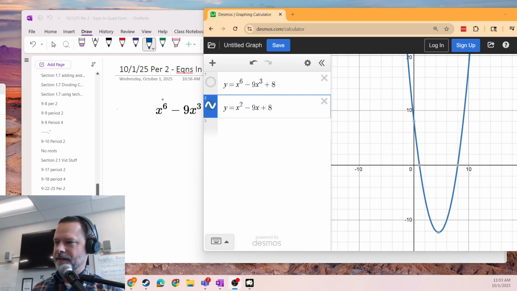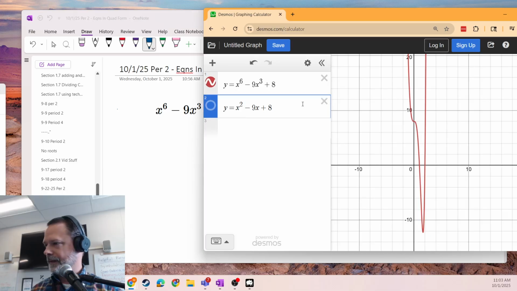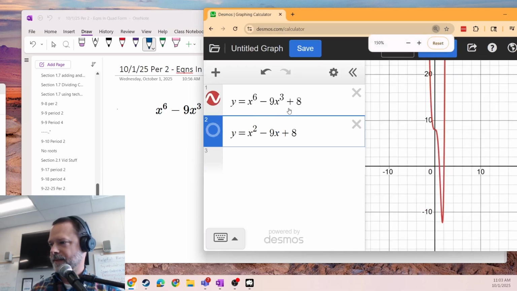Welcome to Mr. Powers Teaches Math, and we are working on solving quadratic equations, but they're not quadratic equations. We're solving equations, but they're in quadratic form. So like this example here, we're looking at y equals x to the sixth minus 9x cubed plus 8. And this is our graph of it.